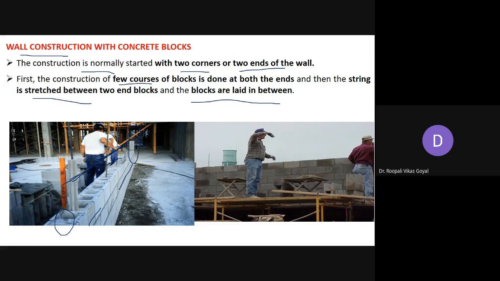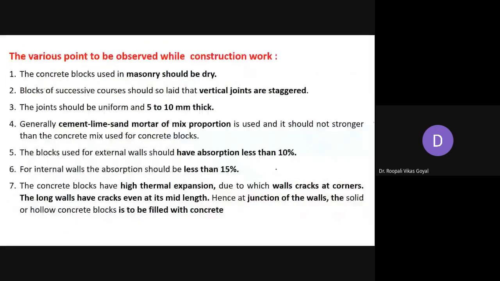So here you can see the work is started from the end, then after stretching this particular string, you can proceed further towards the middle part. And this way you can see this is the way how this laying of this hollow concrete block is done. And this is the figure in which again the construction of the hollow concrete block is shown. So there are various points to be observed while constructing this hollow concrete block work.